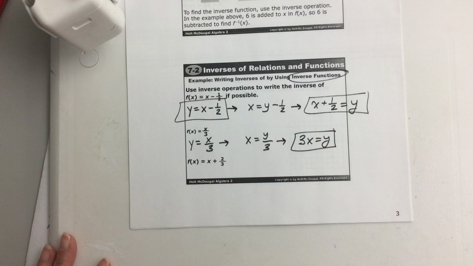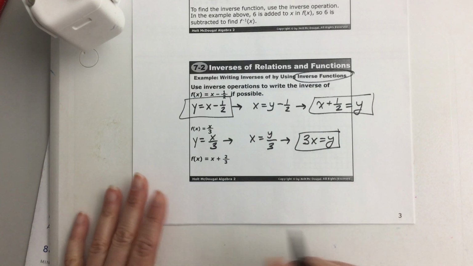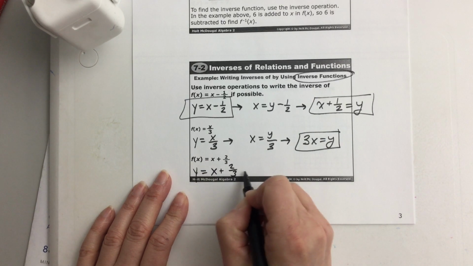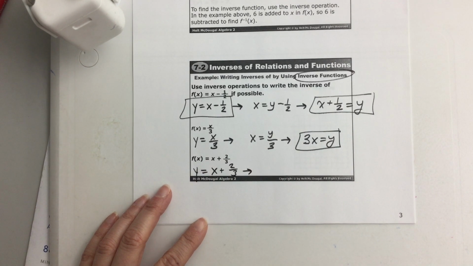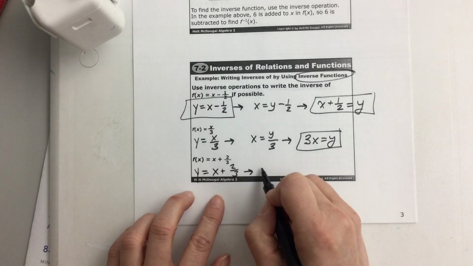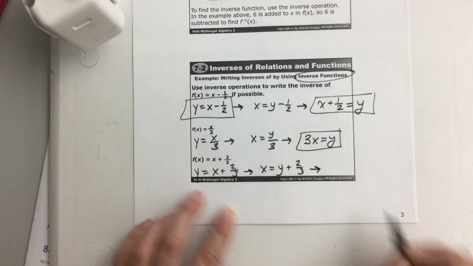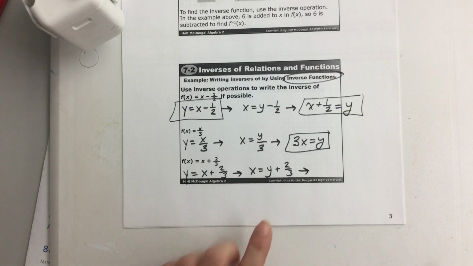That's the inverse, and you're done. Here's another one-step. Step 1, f of x becomes y. Step 2, definition of an inverse, switch x and y. So x equals y plus 2/3. Last step, your inverse is what you get if you solve for y.